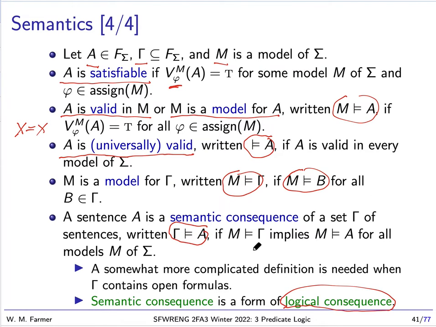And I'll just say it in words. If every model of gamma is a model of A. So a model of gamma would be a model in which all the sentences of gamma are true. And if we have such a model in which all the sentences of gamma are true, then A must also be true if A is a semantic consequence of gamma. So another way of saying it, A is a semantic consequence of gamma if A is going to be true in every situation in which all the formulas of gamma are true.